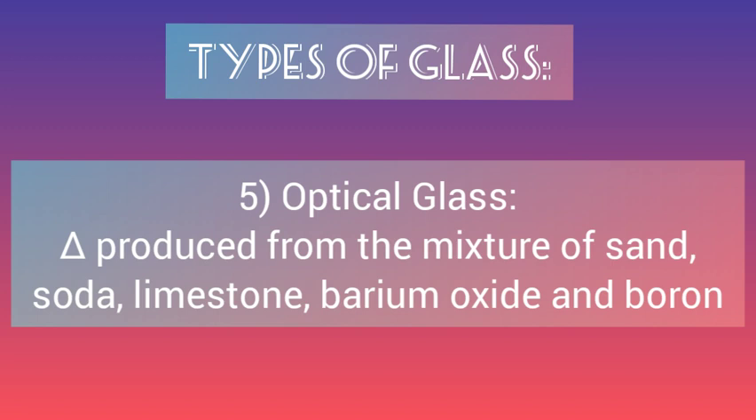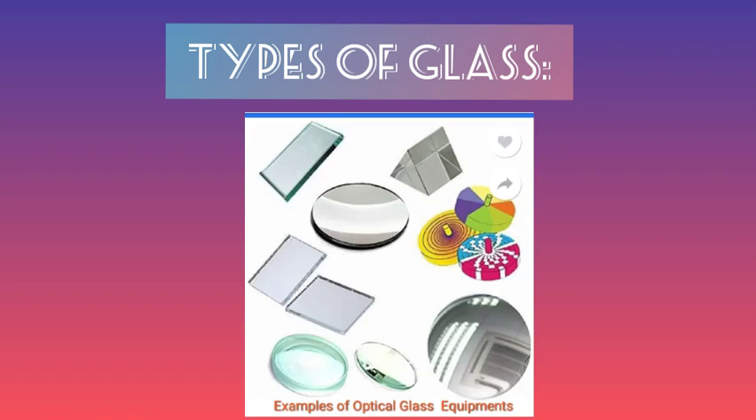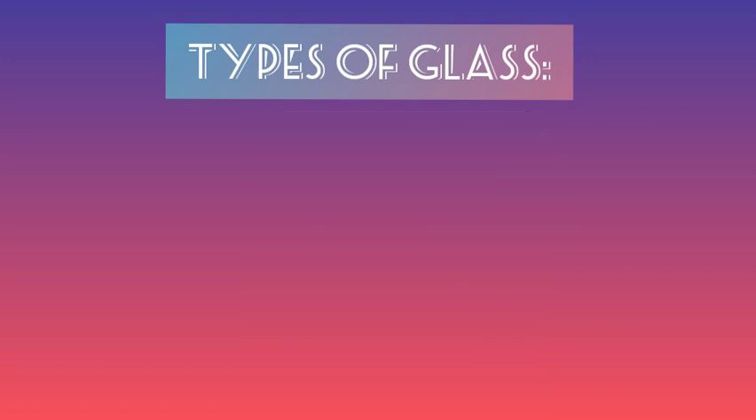The fifth glass type is optical glass. Optical glass is produced from a mixture of sand, soda, limestone, barium oxide and boron. This type of glass is useful in the production of spectacles, lenses, microscopic lenses, etc. As we can see clearly through this glass, this is a pure type of glass.